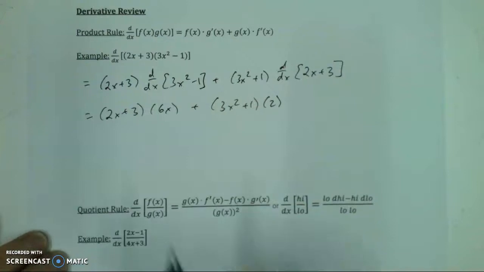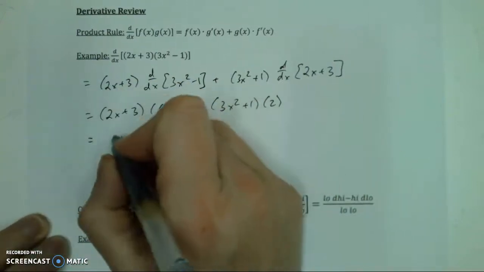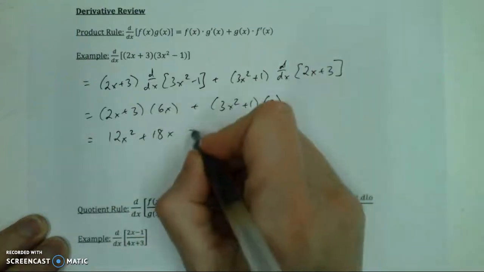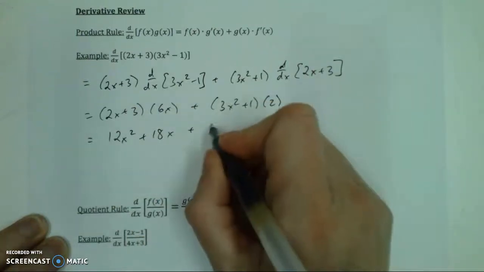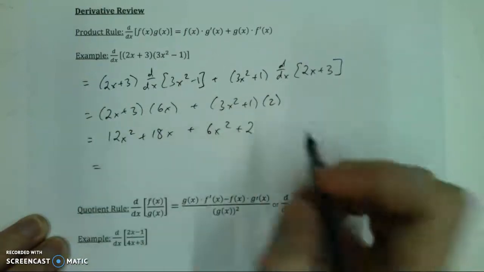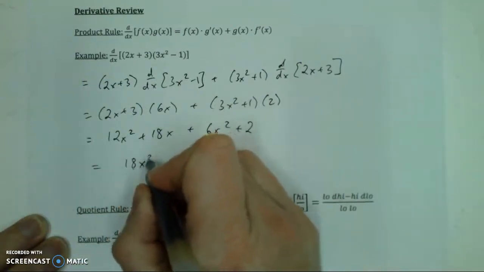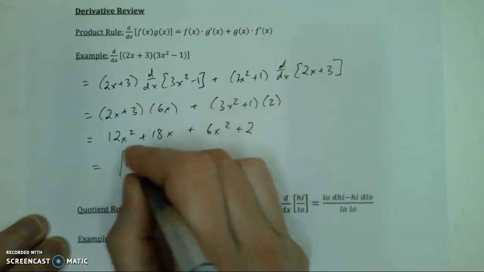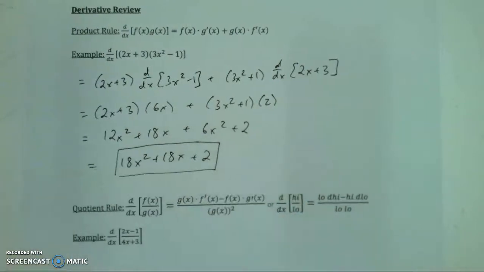So here I would like to go ahead and finish simplifying that. So I will get 12x squared plus 18x, and then distributing in the second one, I'll get 6x squared plus 2, and then adding up all my like terms, I get 18x squared plus 18x plus 2. I'm not going to worry about factoring that. I'm going to go ahead and keep that answer as is. So that is my product rule.